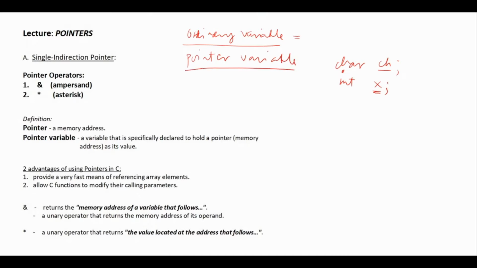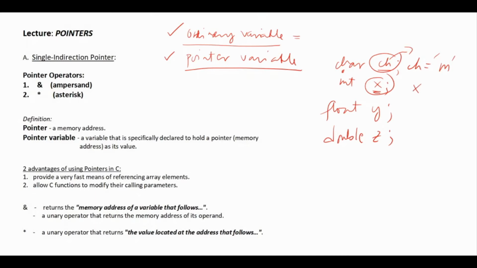So what is the difference between an ordinary variable and a pointer variable? An ordinary variable such as this one, ch of type character, x of type integer, say y of type float, and z of type double, these variables hold ordinary values. Say, for example, ch can be assigned the symbol m. So that is how you assign a character value or constant to variable ch. And say you can assign the value negative 13 to integer variable x.